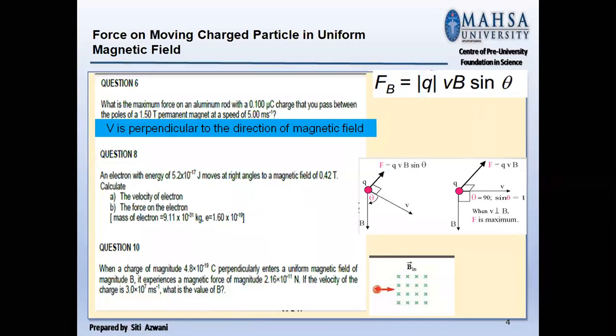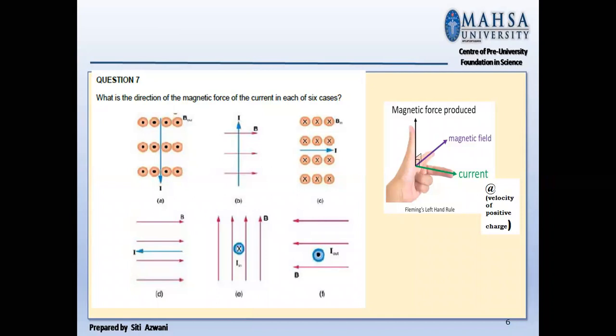Force on a moving charged particle in the uniform magnetic field B. This is the concept talking about how to calculate the value of your force due to the magnetic field B. Next, let's look at the direction. Question 7: what is the direction of the magnetic force of the current in each of the 6 cases? This question we already discussed during the lecture class, so I think you got all the answers for this question.